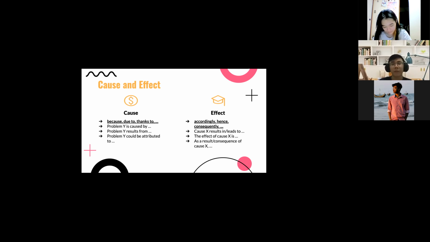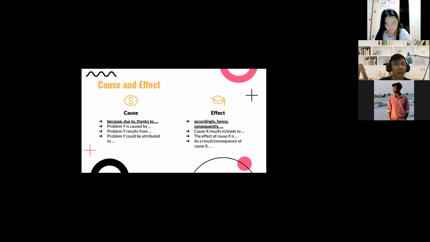So for the cause, the most common words may be "because," "due to," or "thanks to." So "because of this, this happened," right? The same goes for "due to," and "thanks to" if it's a positive cause. Or the easier way is "problem Y is caused by A, B, or C," maybe one factor. Another phrase similar to "is caused by" is "results from." So "problem Y results from factor A."